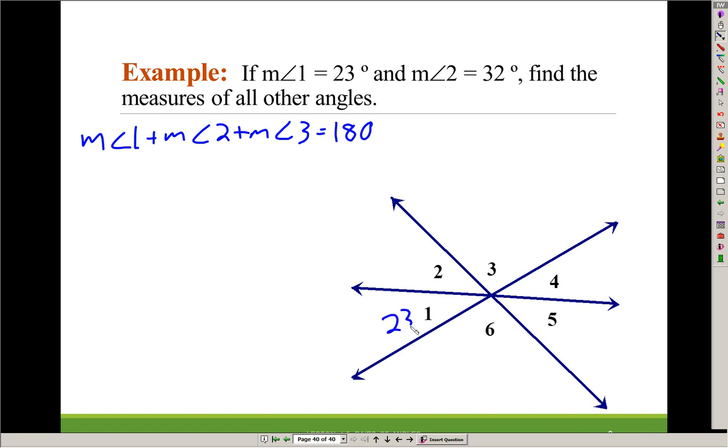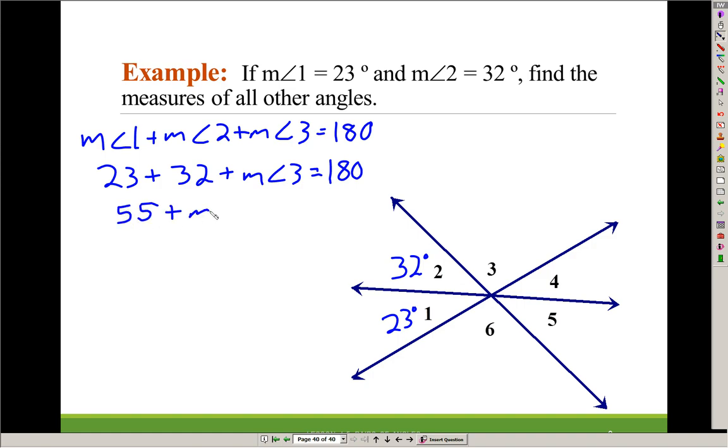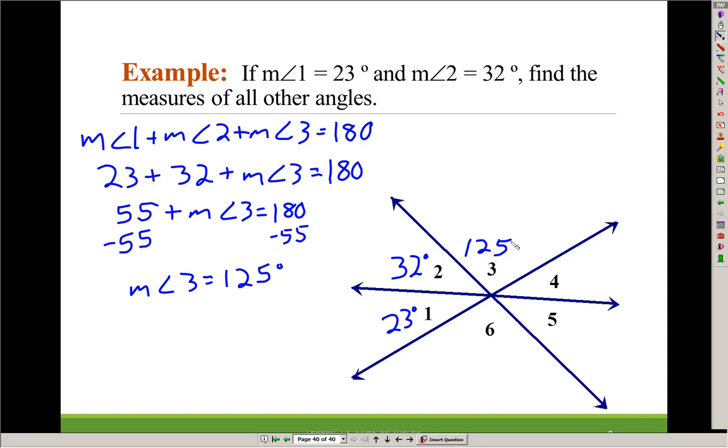Measure of angle 1, they gave us, let me fill this back in, was 23 degrees. Measure of angle 2 is 32. And we'll solve here. 23 plus 32 is 55, putting those like terms together. And then I'll subtract 55. Measure of angle 3 is 125 degrees. So that's 125 degrees.